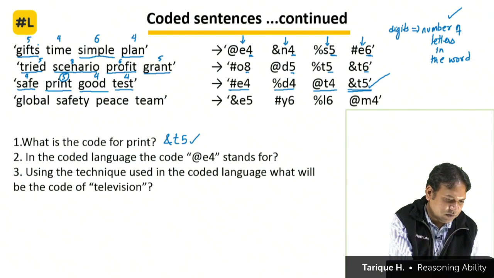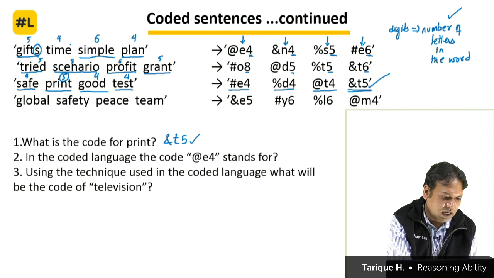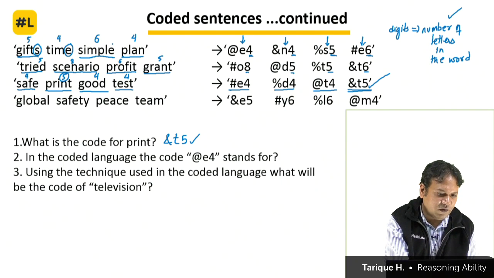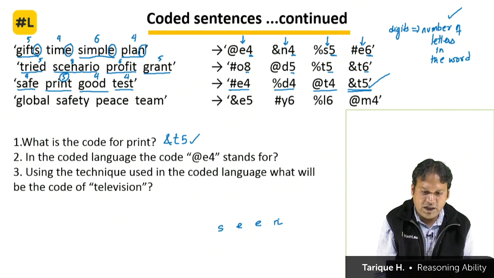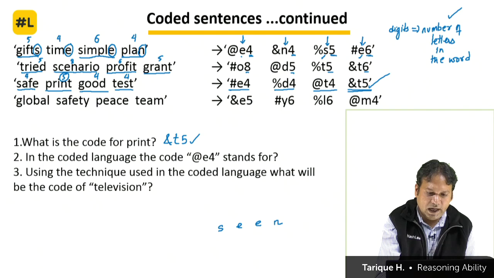Look at this word gifts. What is the last letter here? S. What is the last letter for time? E. What is the last letter for simple? E. And the last letter for plan is N. So we have one S, we have one E and one N. Same thing here also, we have one S, 2 E and one N.